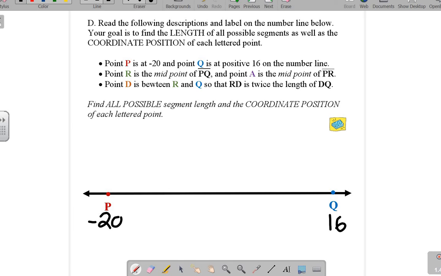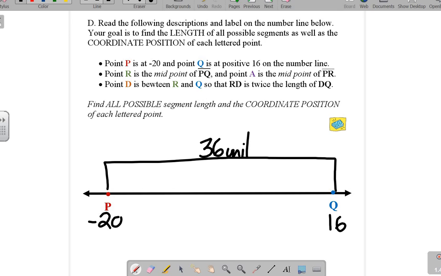So the first thing that's super easy to find out loud, how many units from there to there? 36. Okay, so we at least got a distance. No count. Yes, there we go. We're done with that information. Now we go to this.